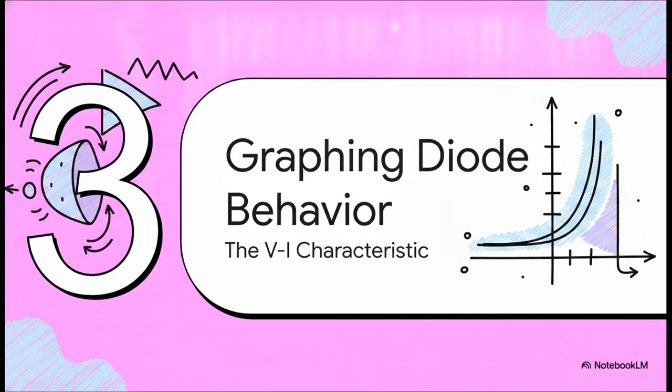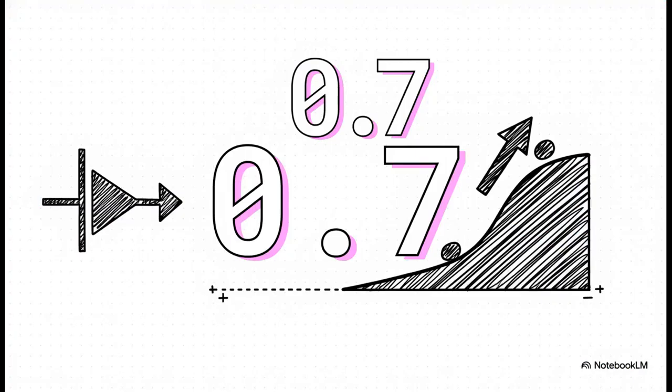All right, part 3, graphing diode behavior and the VI characteristic. Before a typical silicon diode can actually conduct, it has to overcome the barrier potential, which usually sits right around 0.7 volts. You can kind of think of this as an energy hill, or maybe a toll booth. Until your circuit provides at least 0.7 volts of push, your one-way valve isn't going to budge an inch.